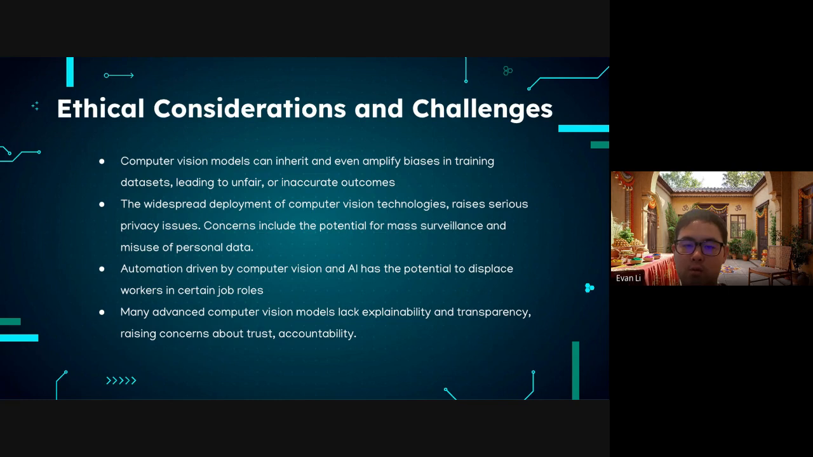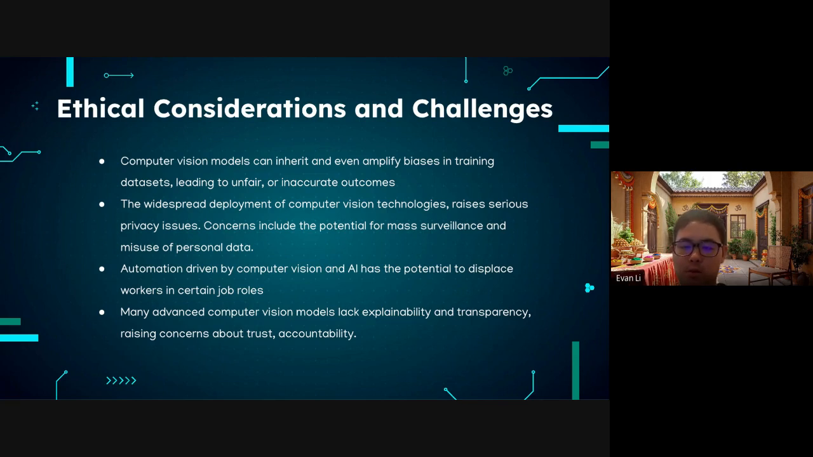Addressing this challenge requires proactive strategies for workforce adaptation, retraining programs to equip workers with new skills for the evolving job market, and thoughtful consideration of the broader economic and social impacts of automation to ensure a just and equitable transition. Finally, the explainability, transparency, and trust of AI-powered computer vision systems remain critical challenges.